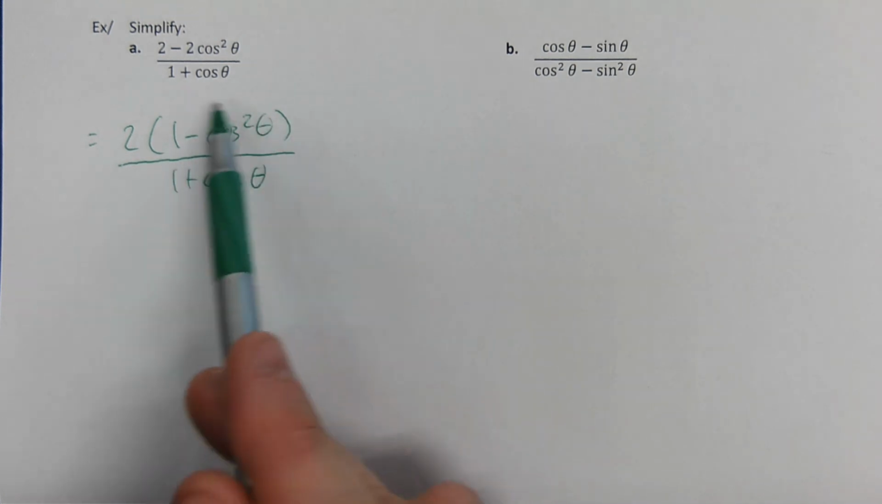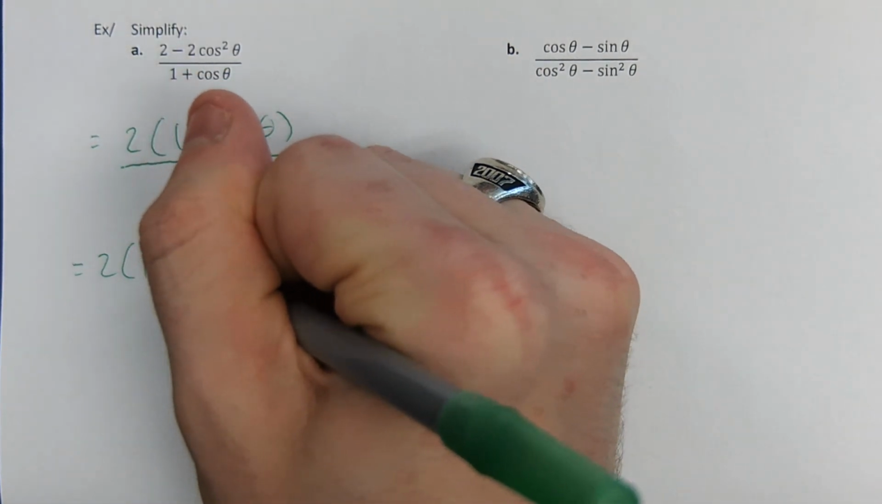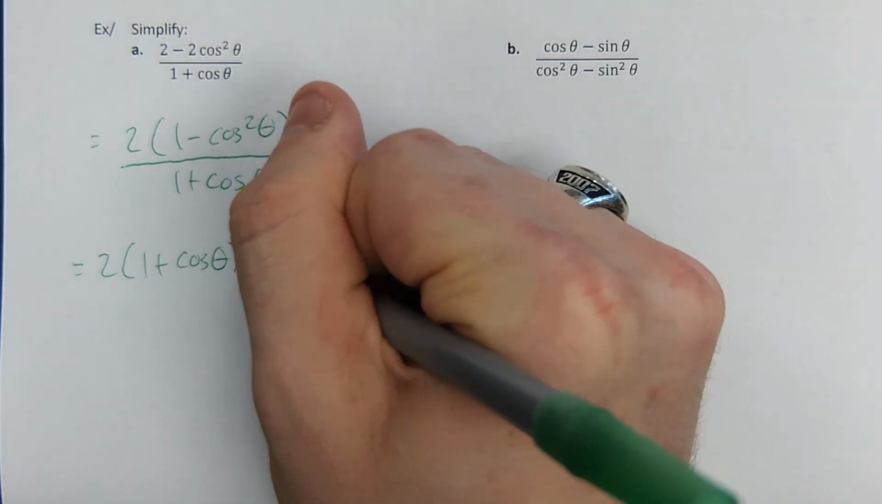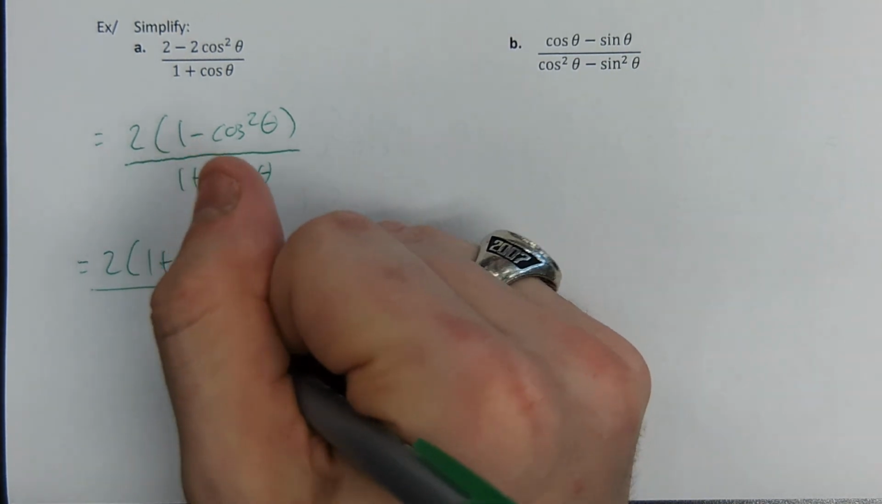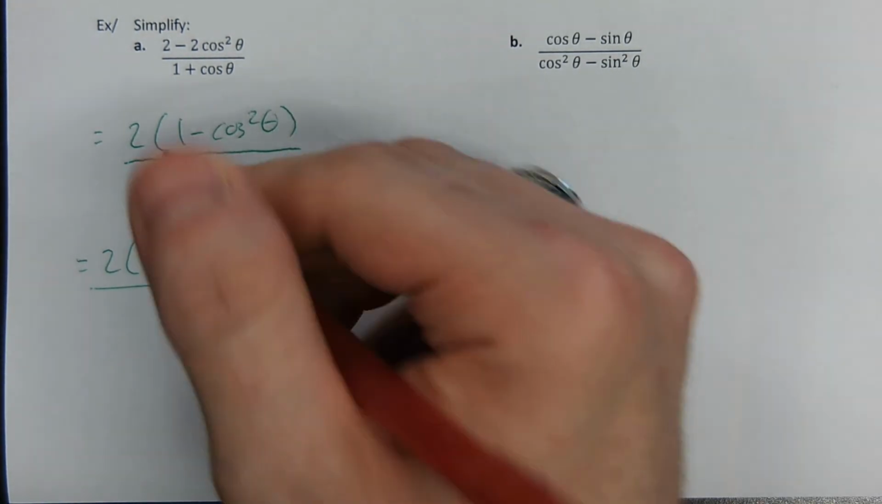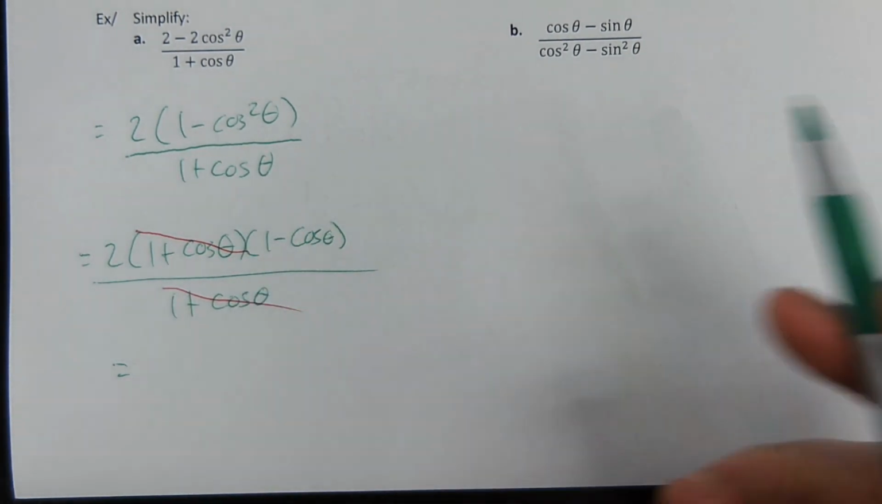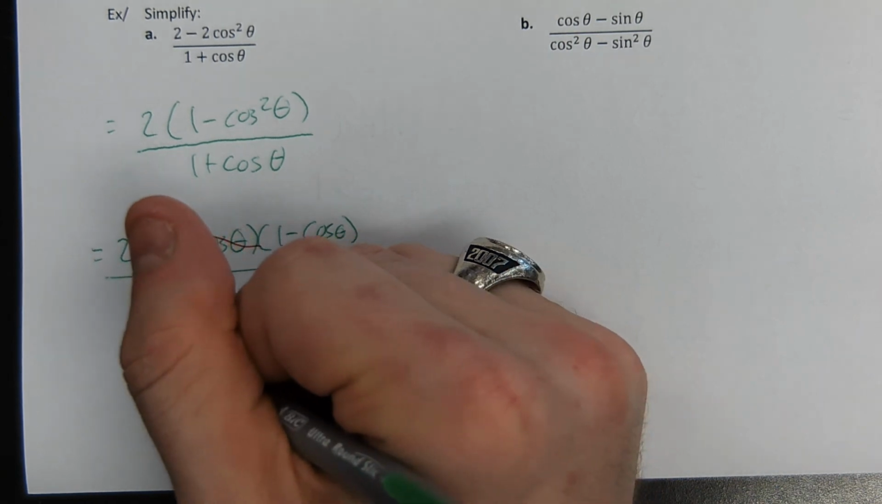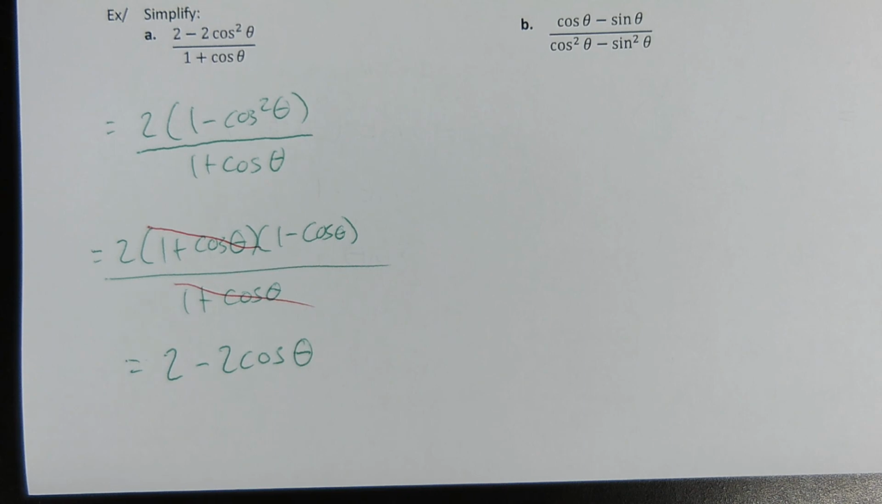So what you would want to do is factor the 1 minus cosine squared into 1 plus cosine theta times 1 minus cosine theta. That way the 1 plus cosine thetas will cancel off of the top and bottom. So you get 2 minus 2 cosine theta. I mean, you could also leave the 2 on the outside, so it's 2 parentheses 1 minus cosine theta. I just decided to distribute it because why not?